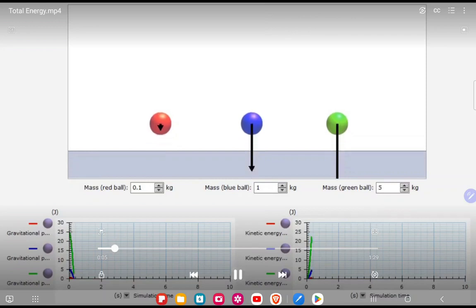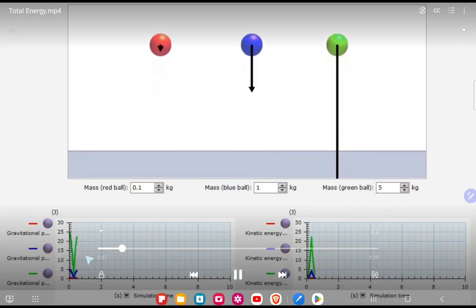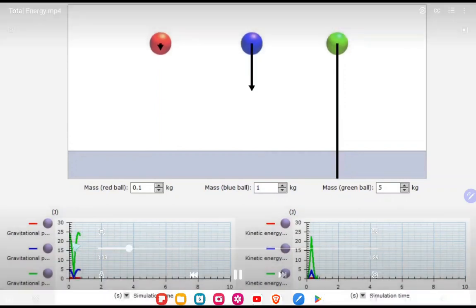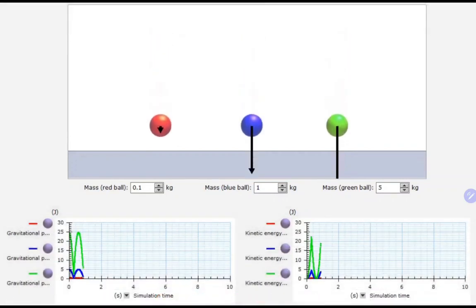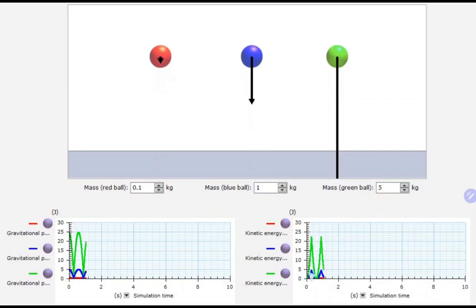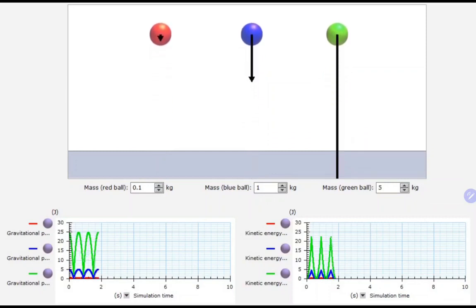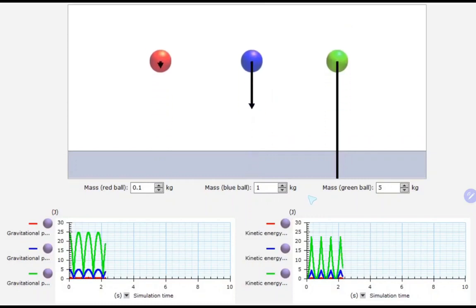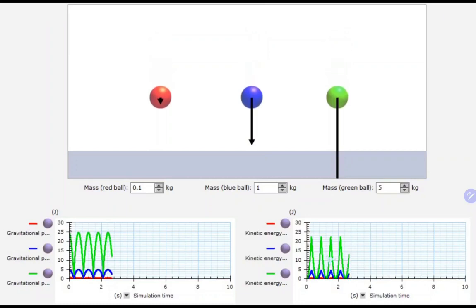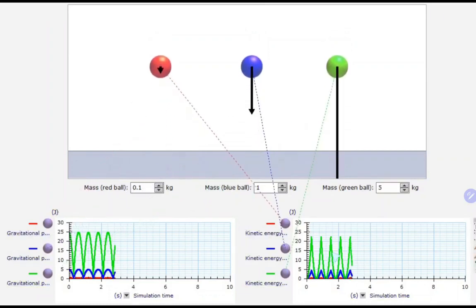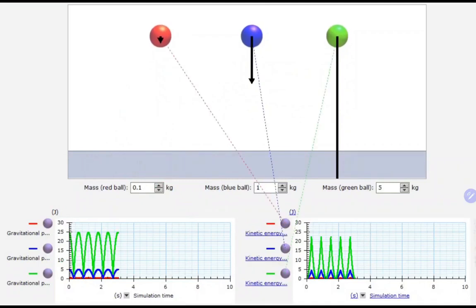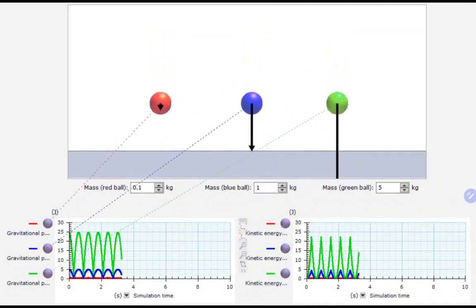Let's see here. Look at the curve. The potential energy curve is the opposite of the kinetic energy curve. Increasing the kinetic energy will decrease the potential energy and vice versa. In either case, mass plays a crucial role in the value of the potential energy and in the kinetic energy, as long as they all have the same height.